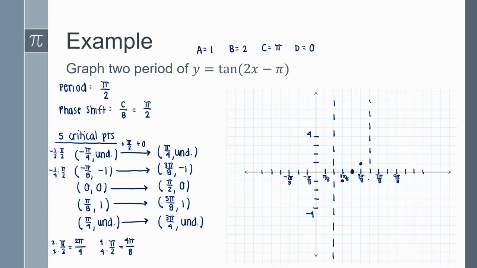And there is my vertical asymptote. So once again, I'm going to carefully connect. It looks kind of like a cubic. Put arrows on either side. Make sure it doesn't touch the vertical asymptote. And now I get to repeat that process.